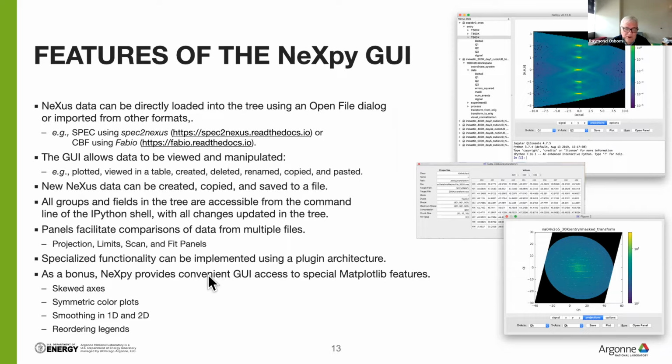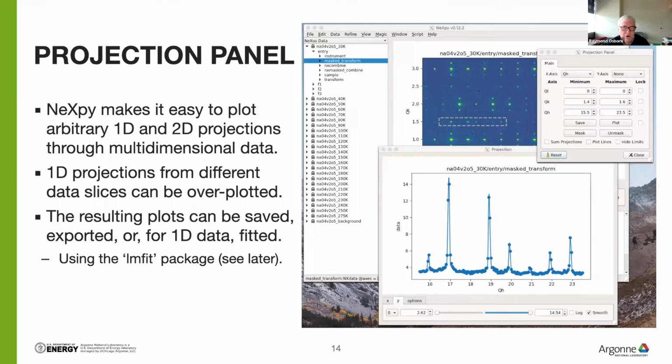And one of the things that we've found is that this gives us a sort of convenient GUI access to things which are available in matplotlib, but which mean that we don't have to keep on going back to the matplotlib website to remind ourselves how to do things, like how to change the color maps, or produce skew axes, or produce legends, etc. And I'll give an example of this as well. You can see it has some features of a sort of HDF view type thing where you can actually inspect the data itself within these GUI panels.